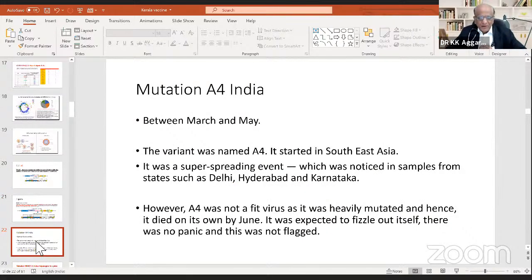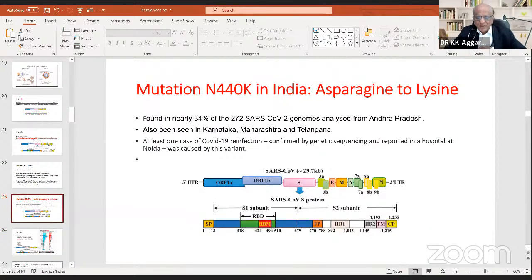Then there was a virus which came in A4 in India, which fizzled out. But now came a virus in India called 440K. That means at the 440 location, asparagine has been replaced by lysine. Now, where is 440? Oh my God, this is in the RBM. So this is very important. But so far, the UK virus has ignored India. It says, I don't want you for the time being. But if this 440 goes into the UK virus, it will become more prevalent and more contagious. This virus is there already in Andhra Pradesh, Karnataka, Maharashtra, Telangana, and one reinfection has been confirmed. So 440 is an important mutation for the future.